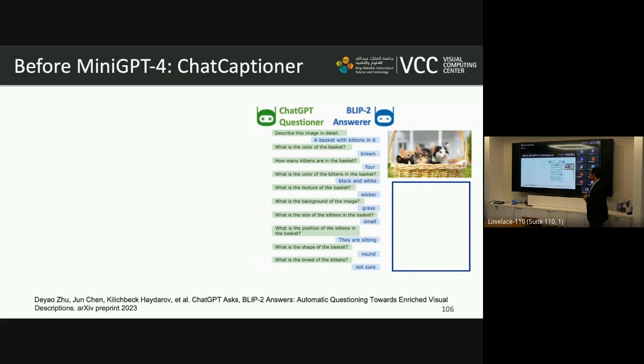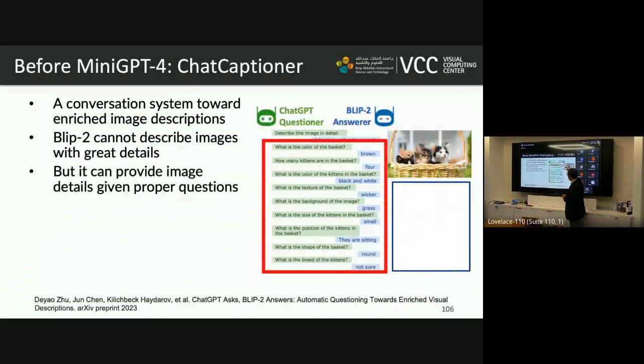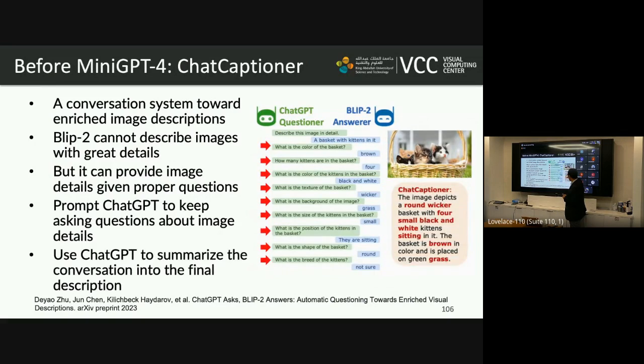Before MiniGPT-4, we did this paper called ChatCaptioner, which was based on BLIP-2 to produce really rich language descriptions. ChatCaptioner is basically a conversation between ChatGPT and BLIP-2. Still, this relies on ChatGPT, which we don't have access to. But we found that if we go for 10 turns where ChatGPT asks questions about an image, and then ask ChatGPT to summarize, this tends to produce a detailed language description. These turns are aimed to extract more information about the image one turn at a time.